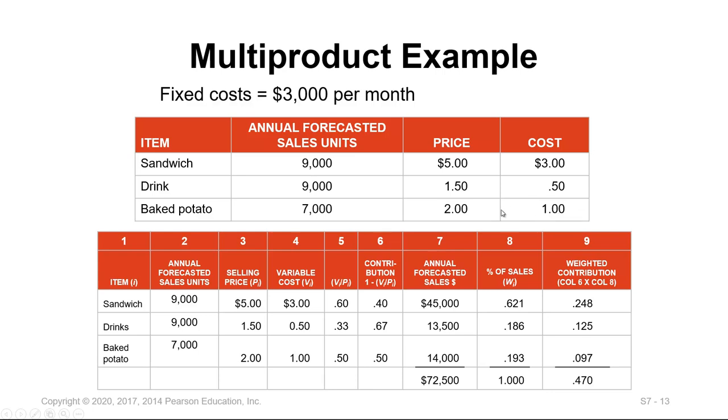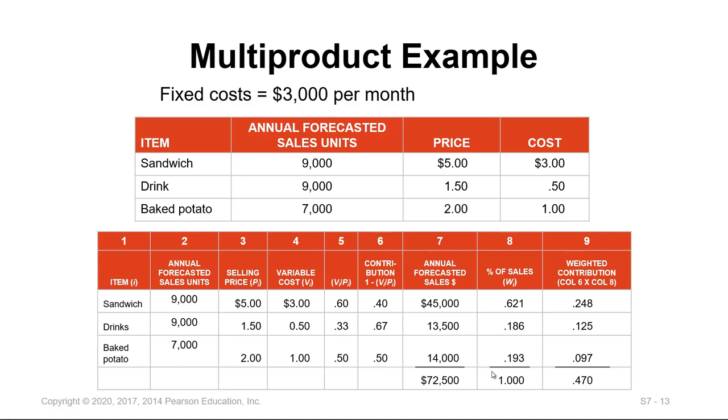The percentage of sales can be calculated by dividing the annual forecasted sales in dollars for each item by the total of the annual forecasted sales. So if we divide the 45,000 by the 72,500, we will get the 62.1% shown here, and so on for the other values.